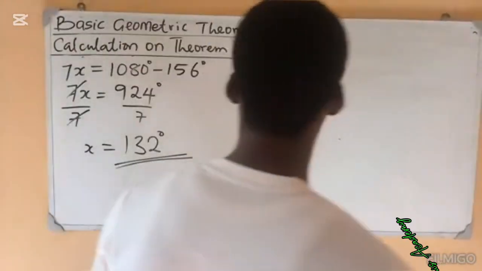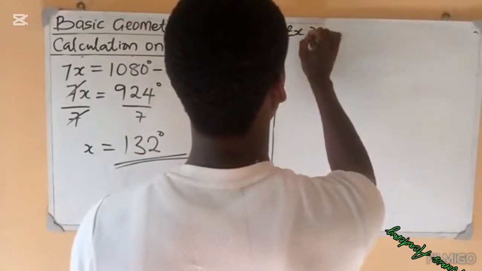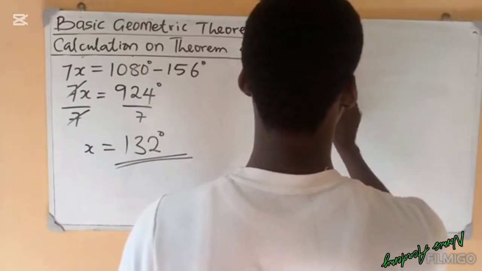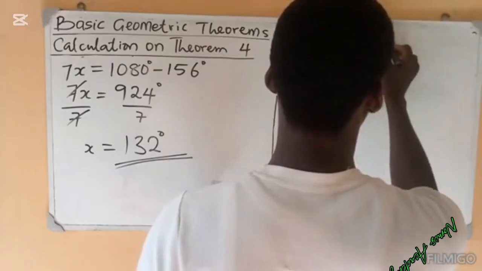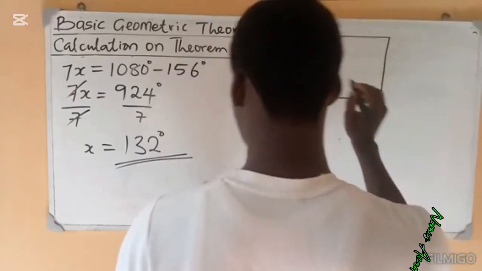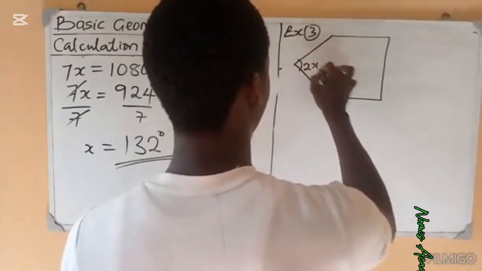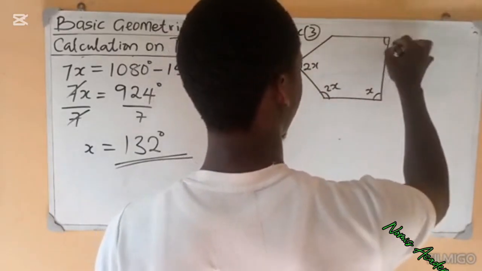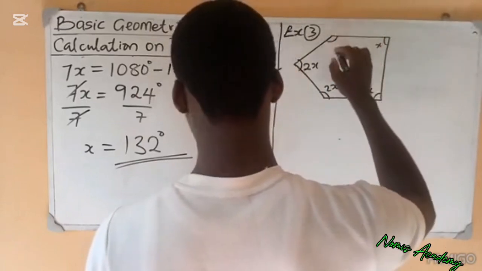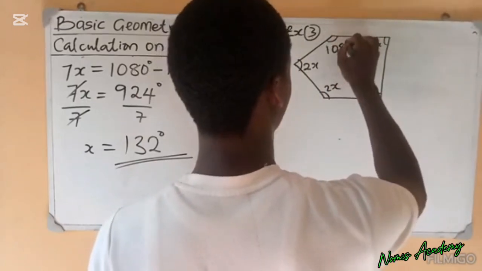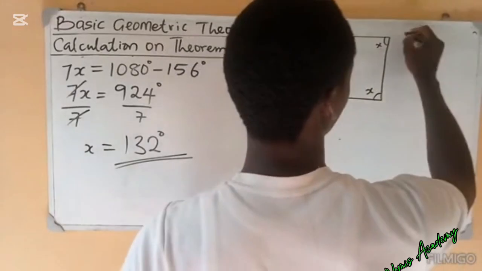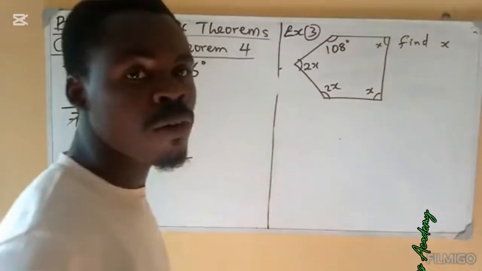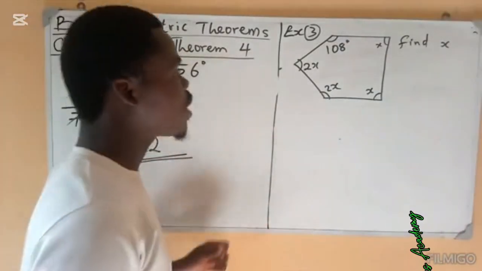Okay, we have example 3. We have a diagram, a pentagon like this. This side is 2x, this side is 2x, this side is x, here is x, while this angle is 108 degrees. Now we are asked to find x. Find the value of x.